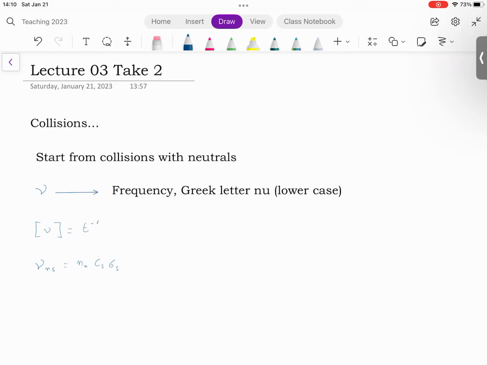C sub s is the usual average thermal velocity of my particles, some measure of the velocity of the particles. Intuitively, the faster they move, the more likely they are to come across a neutral particle while they're moving. And sigma s is, again, the scattering infinitesimal cross-section for the particle. Infinitesimal, I mean that's for a single particle.